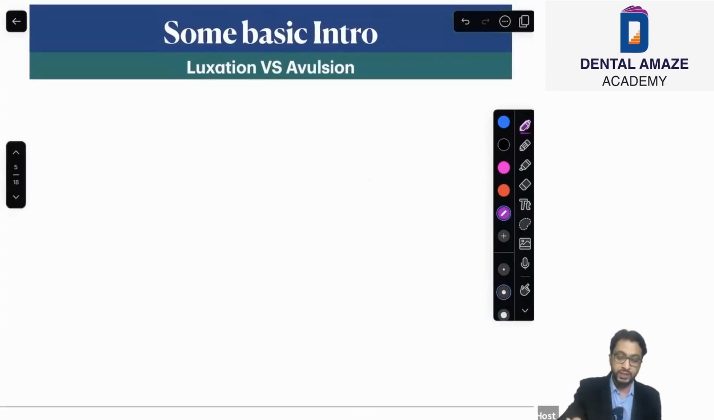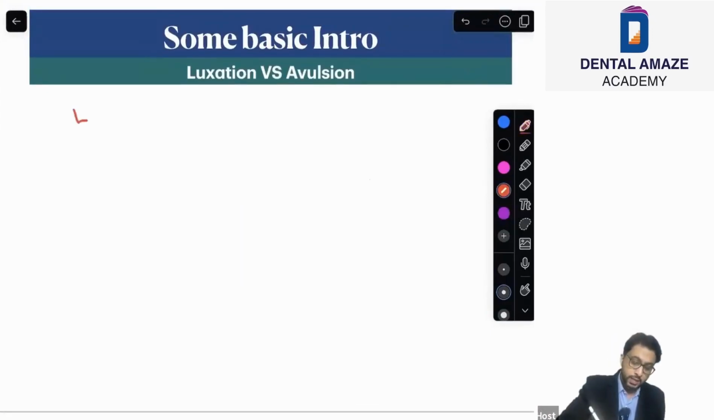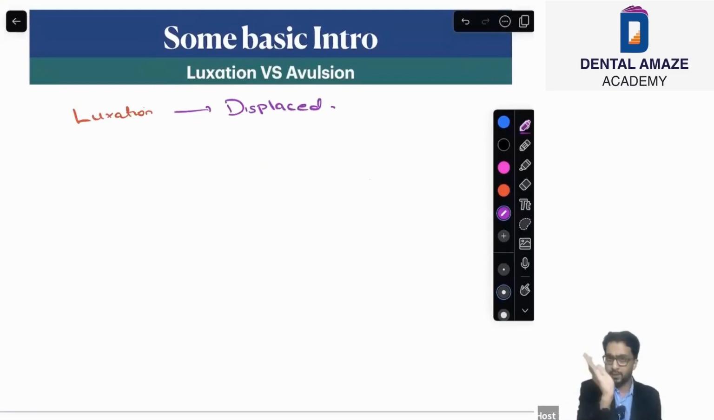So when you come to the next terminology, which is luxation, what you see here is not just mobility, it is displaced. Very important to understand this. Mobility is like it is moving. You move it and it comes back. You know how mobility is. Whereas luxation is when it has already moved from its original position to another position. The tooth is moved. That's called displaced.